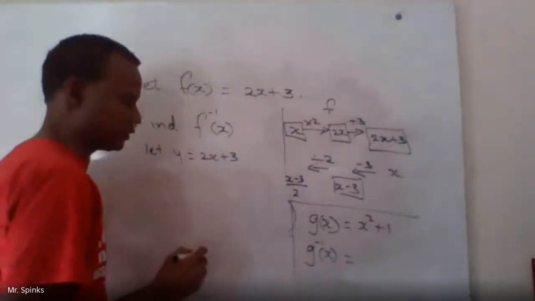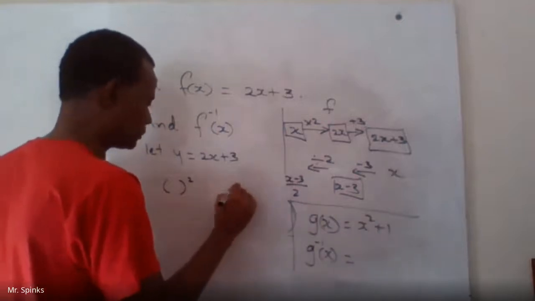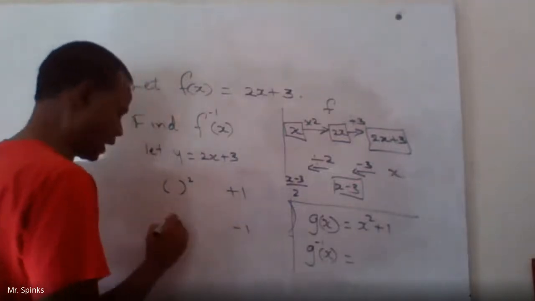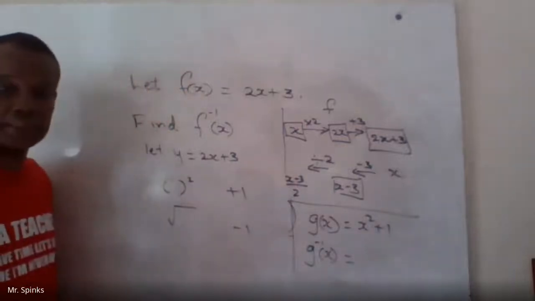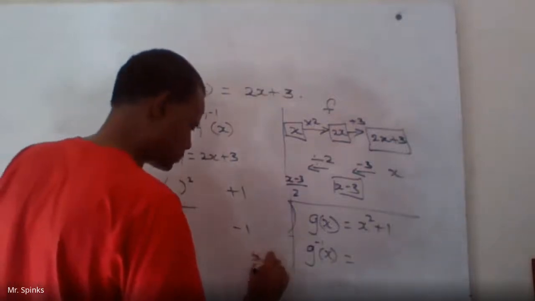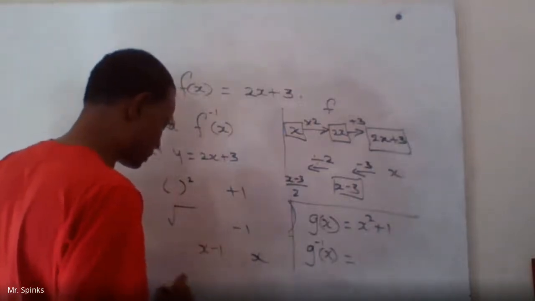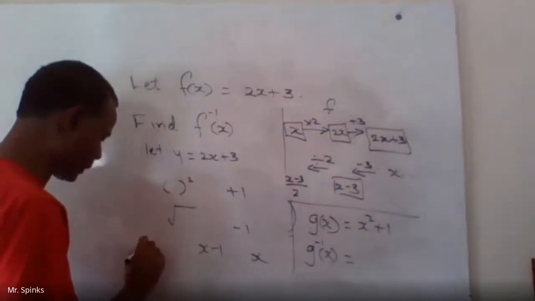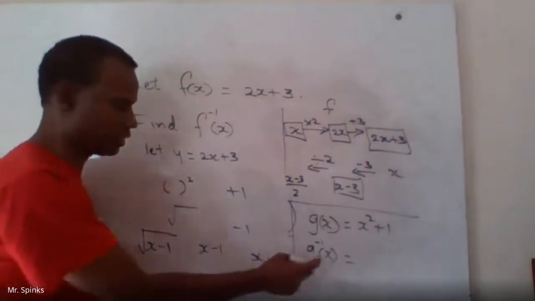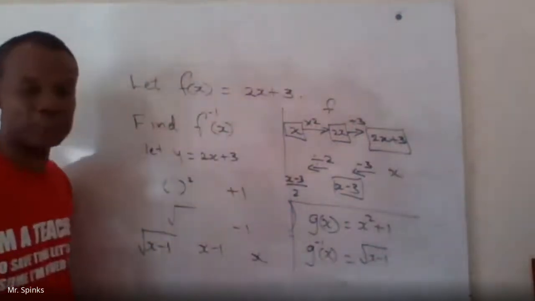So then, what is done first? I would have squared it. And then the next thing is I would have added 1. So if I have to reverse this, I have to subtract 1 and take the square root. How simple is that? Subtract 1 and take the square root. So then what will my answer be? If I start with x there, I subtract 1, I get x minus 1. And then, when I take the square root, now I have the square root of x minus 1. That's it. So g inverse of x is equal to the square root of x minus 1.